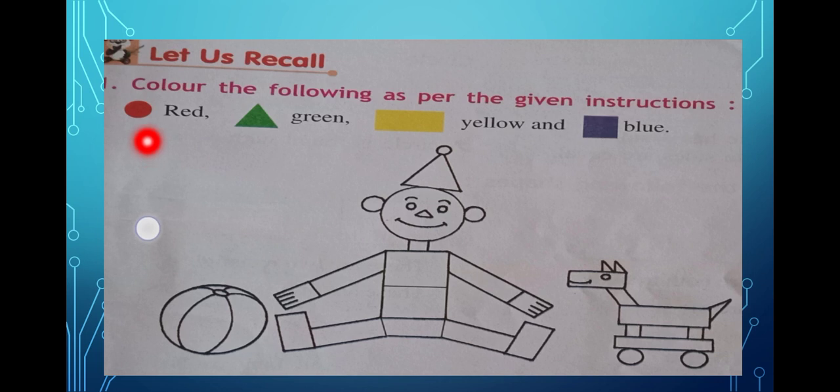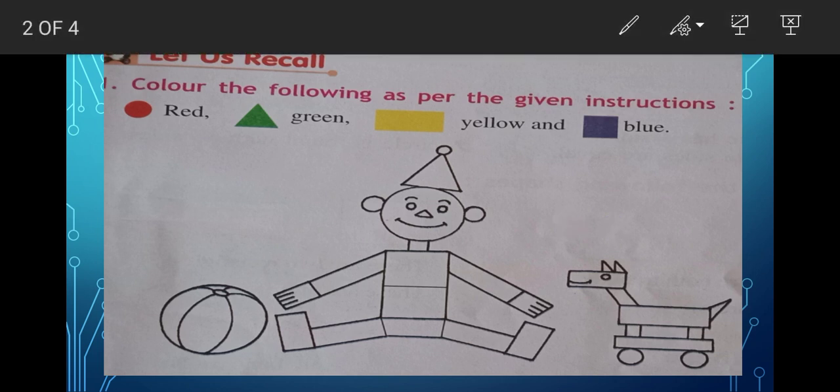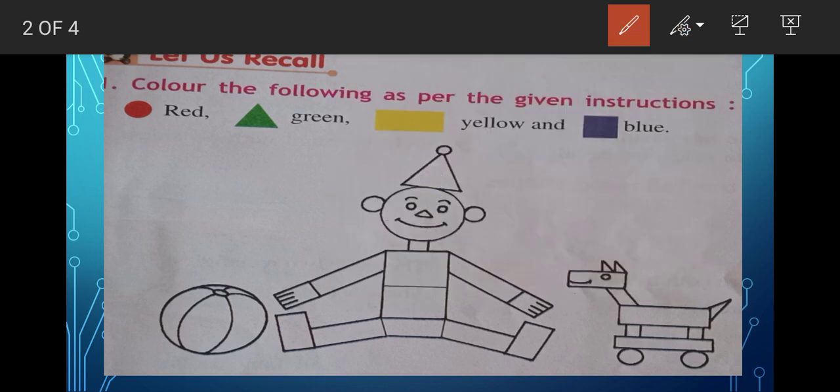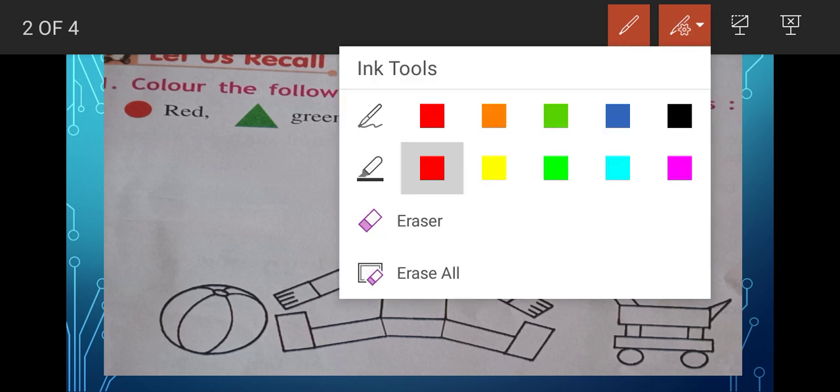So what is the instruction given? All the circles to be colored red, all the triangles to be colored green, all the rectangles to be colored yellow, and all the squares to be colored blue. So let us do it. Okay children, I will not color the picture, I will just be showing you which color to be done where. Alright, so let us do it.